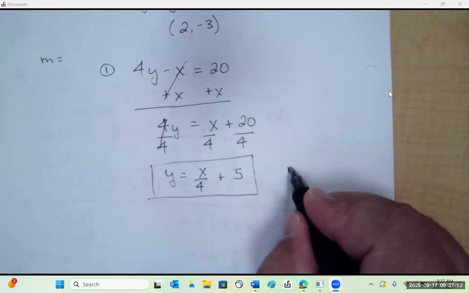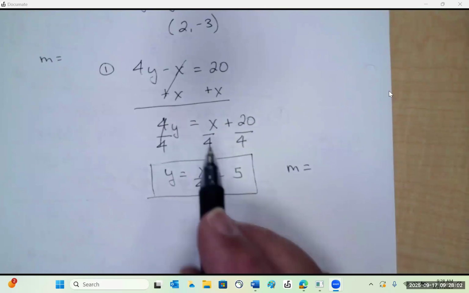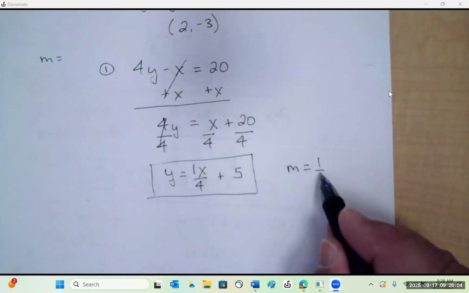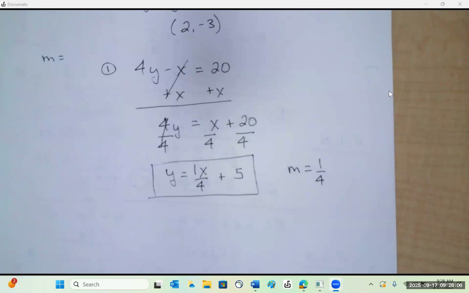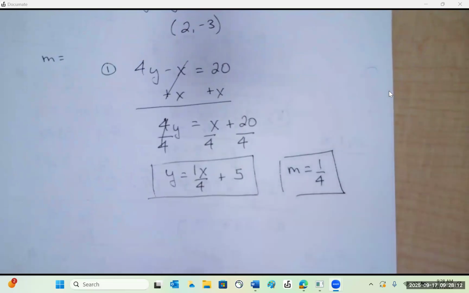What is the slope of this equation? Slope is rise over what number? What number is in front of x? So it's 1 over 4. That was a tricky question. So now we know the main equation and what the slope is.